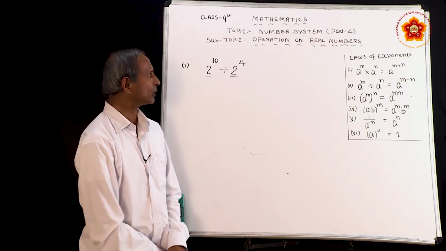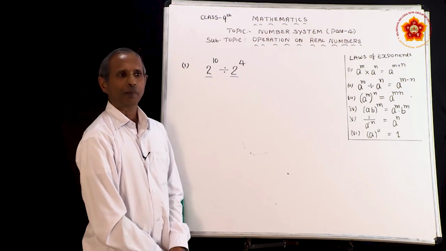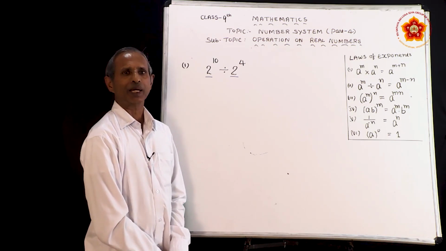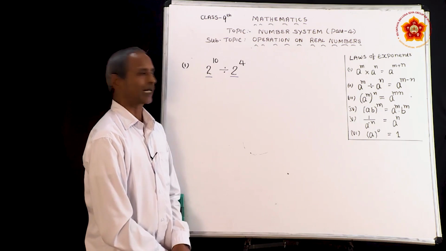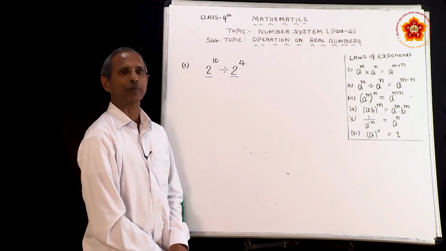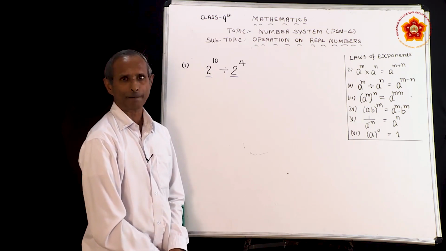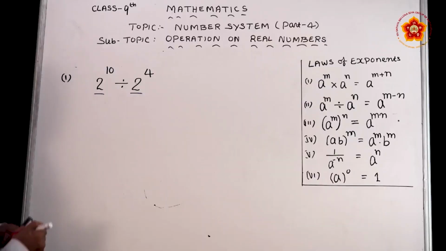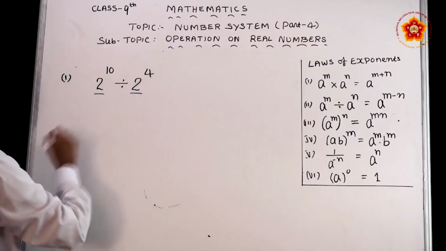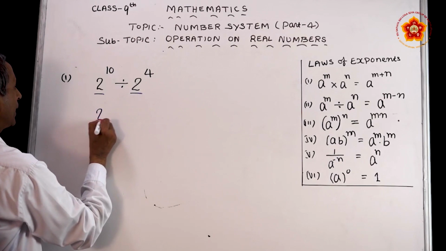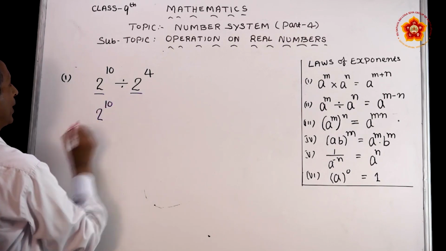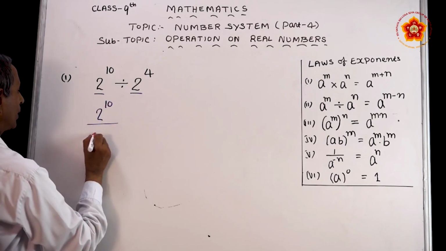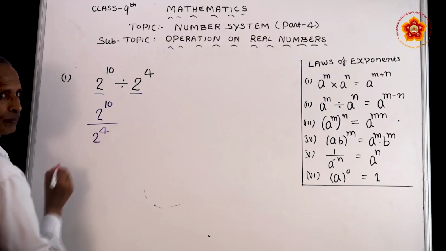Definitely you will choose the second formula, because whenever division is there, you have to choose the second formula, and also you have to check the bases before applying the formula. Now let us apply the second formula. We can also write it as 2 raised to the power of 10 divided by 2 to the power of 4 in this way also.